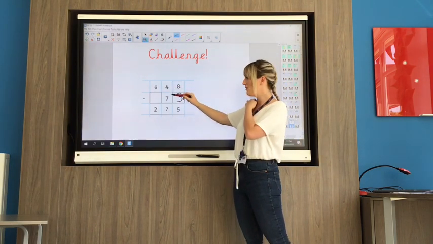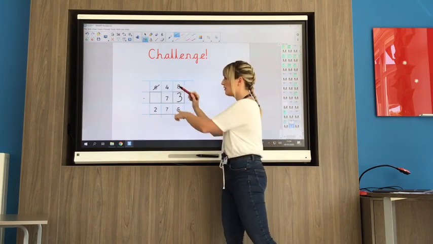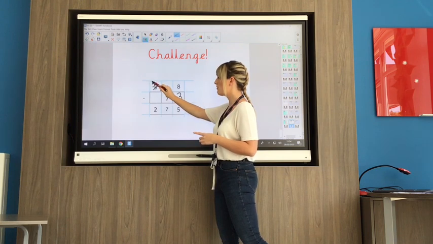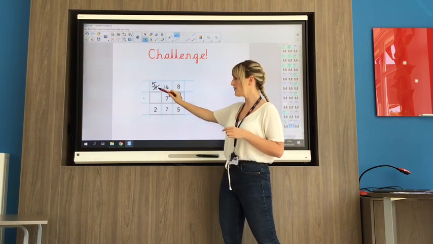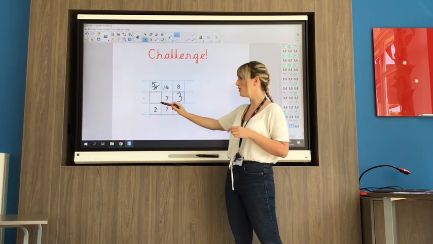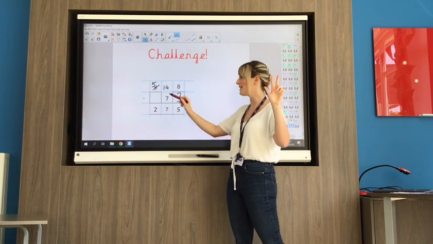And I can't do 4 take away 7, so I must have borrowed there because there's more on the floor. So that would change to 5. That would be 14. 5 subtract something is 2. So 5, 4, 3, 2. Ooh, I wonder what my missing number could be.